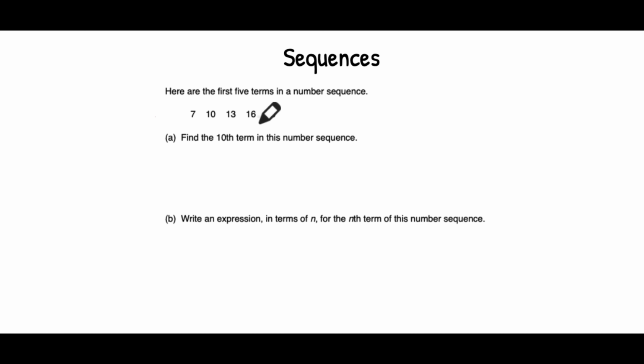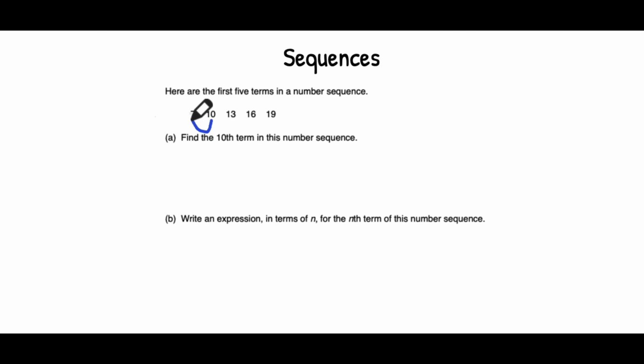It says that here are the first 5 terms in a number sequence: 7, 10, 13, 16, 19. Find the 10th term. The key is this: we're going to skip question A and go to question B, because in doing question B we actually find the formula for answering question A. So first and foremost, you have to look at what the difference is.